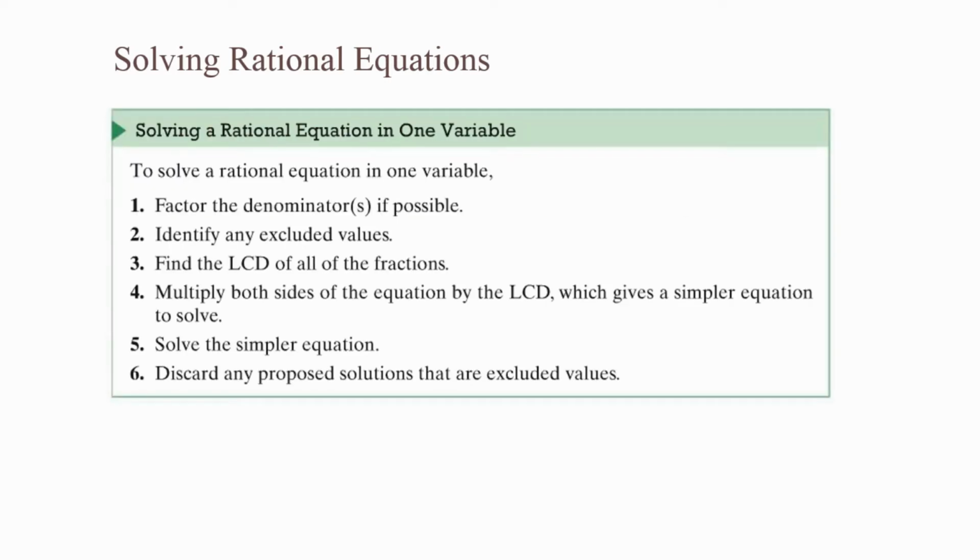Solving a rational equation in one variable. To solve a rational equation in one variable: 1. Factor the denominator or denominators, if possible. 2. Identify any excluded values. 3. Find the LCD of all the fractions. 4. Multiply both sides of the equation by the LCD, which gives a simpler equation to solve. 5. Solve the simpler equation. 6. Discard any proposed solutions that are excluded values.